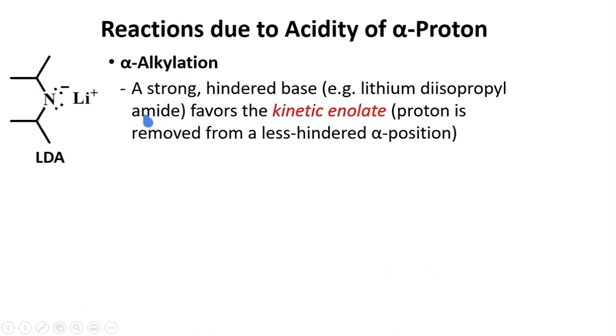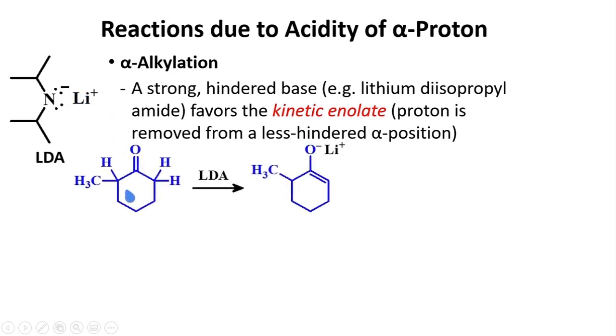Alkylation is possible because of the acidity of the alpha protons. A strong hindered base, such as lithium diisopropylamide, favors the kinetic enolate. Lithium diisopropylamide has this structure. It is hindered because of the isopropyl groups right next to the nitrogen. If there's a hydrogen here, this hydrogen would be hard to remove, so once removed, you will get a very strong base.